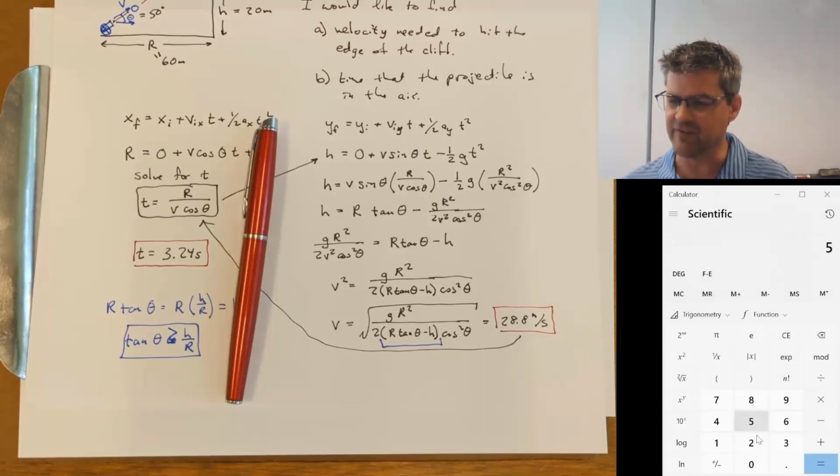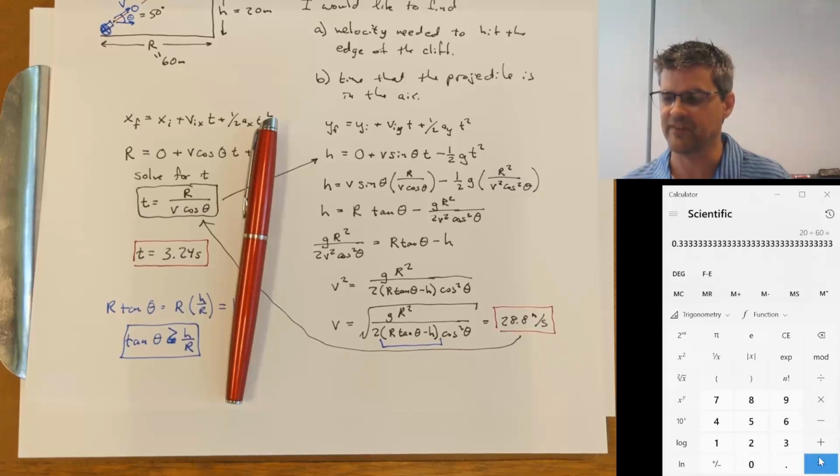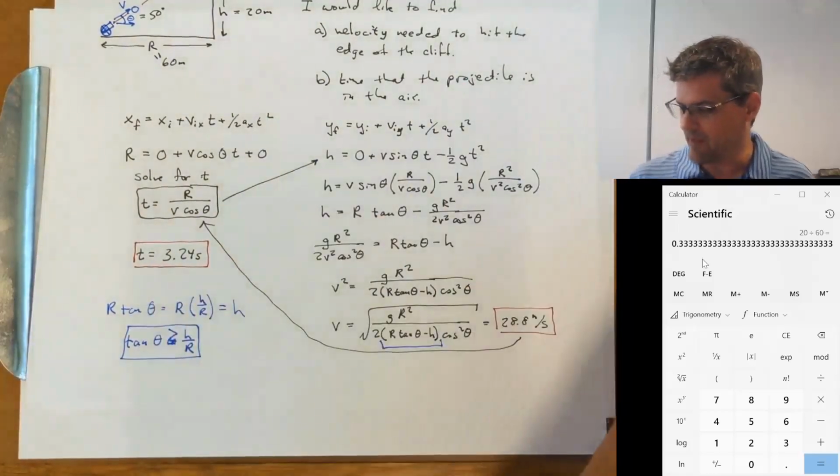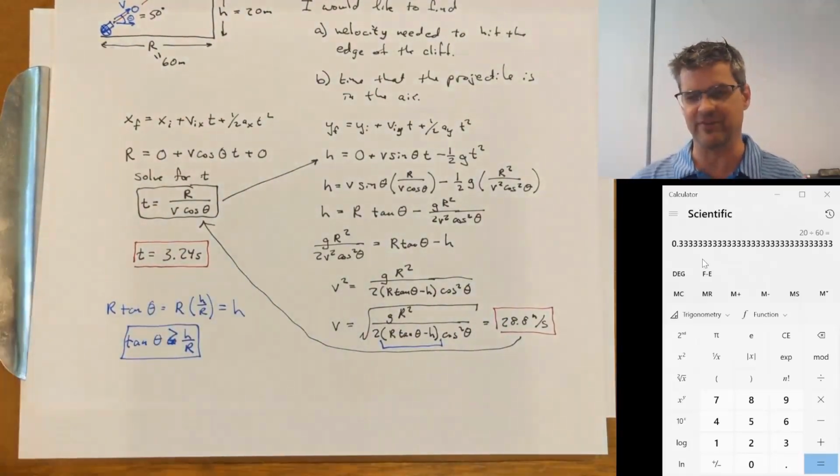So here we have 50 degrees, the tangent of 50 is 1.19, but h over r is 20 divided by 60, which is a third. Tangent of theta is bigger than h over r. That's why we found a real number. Okay. Now, this is just to give you a little bit of flavor on motion in more than one direction.